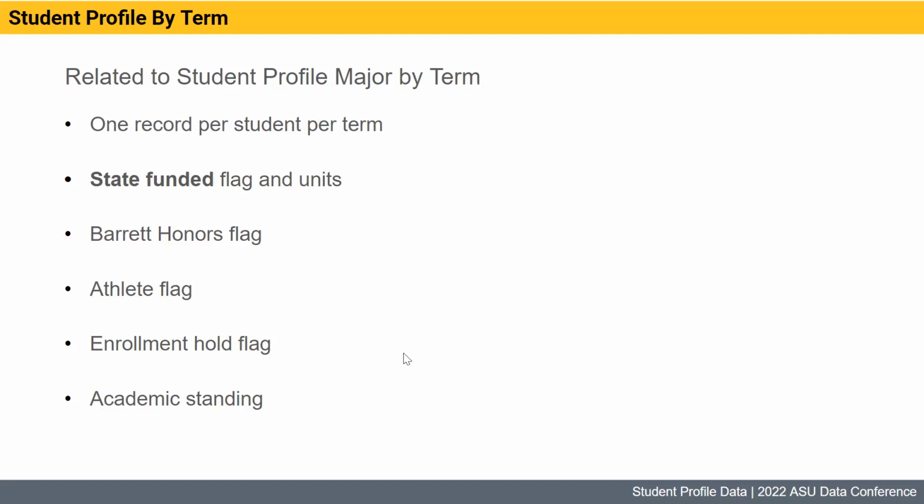I said this table has things that are true about a student, regardless of what college or major they have in that term. So some examples other than the athlete flag is the Barrett Honors flag. We also have a yes/no flag for whether they have a hold that impacts enrollment. So if they have a financial hold, they haven't paid, and they can't register, this has an easy flag. It's just yes/no.